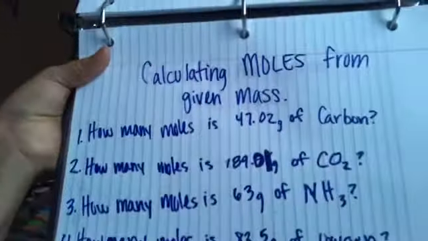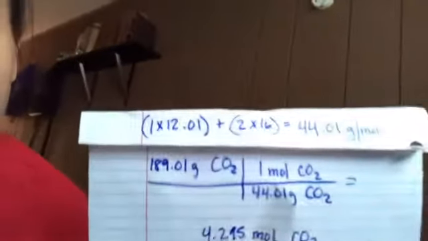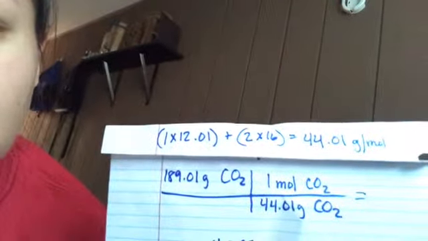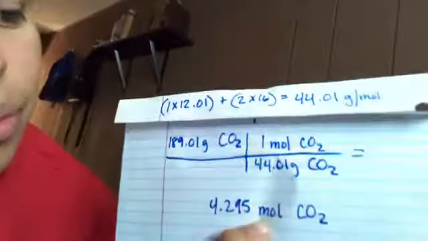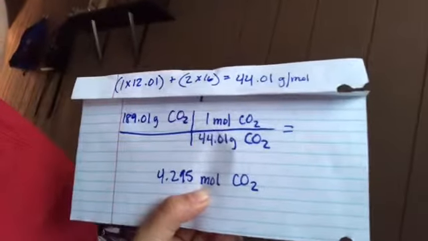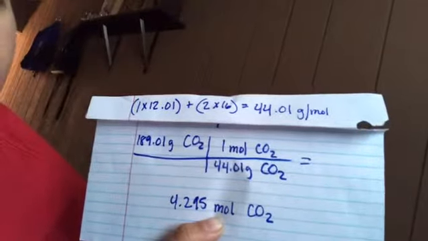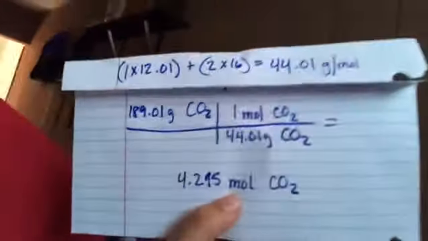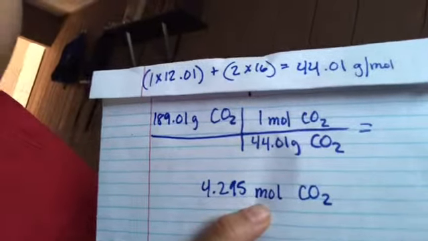Then we have to take what we had in the problem, which is right here, 189.01. We have to take that up there, and so that equals 1 mole of CO2. And then we have to put the answer that we got, which was 44.01 grams of CO2, on the bottom so they can cancel each other out. And then we get an answer of 4.295 moles in CO2.